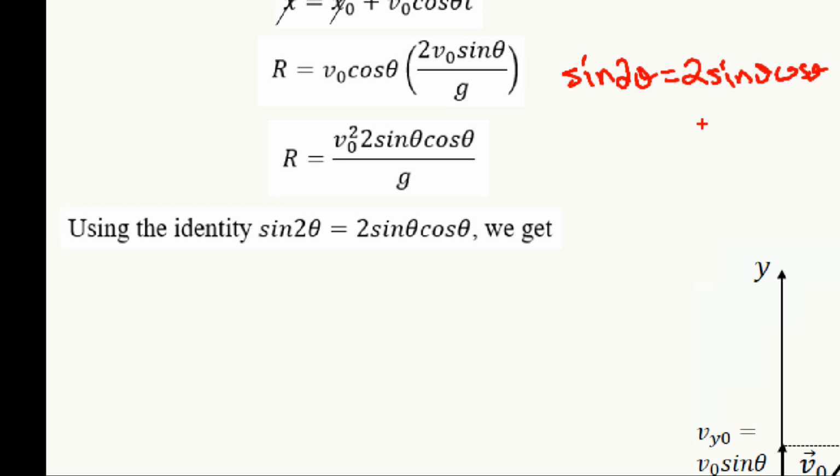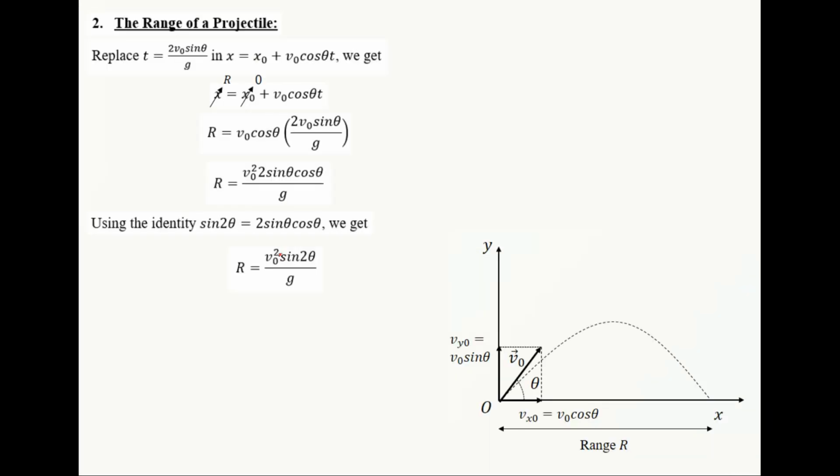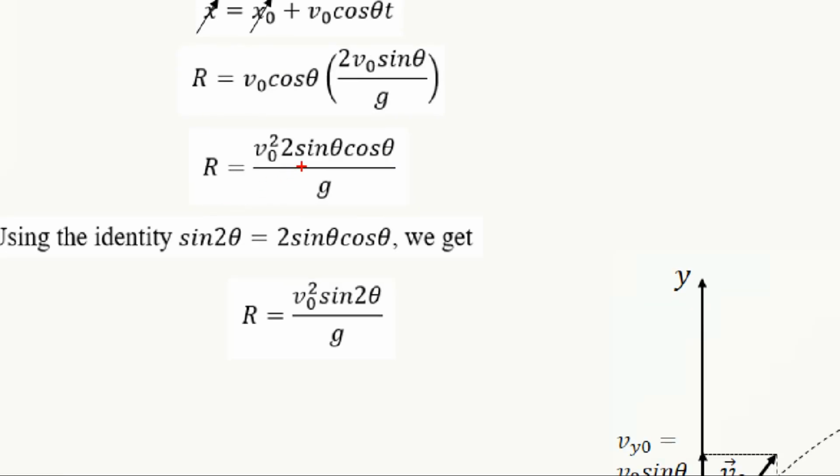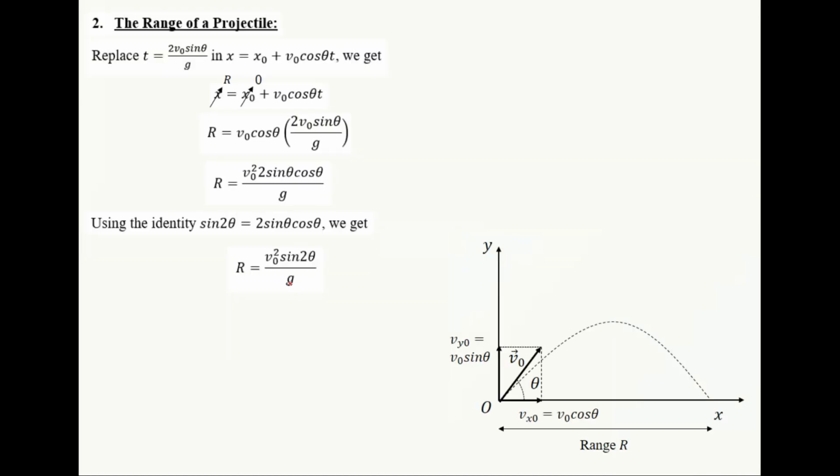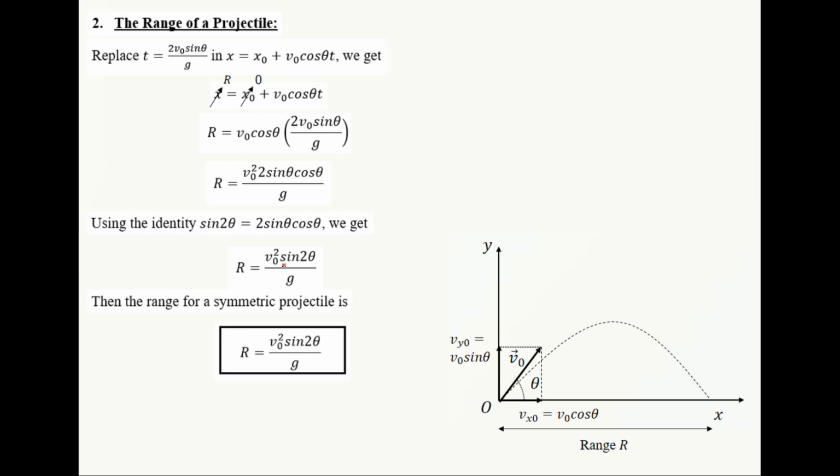This is known as one of the linearization identities related to trigonometric functions, which switches the angle from the double to theta. So this is just an identity, and by that, if we make use of this identity in the numerator, the range would have a compact form given by v0 square sine 2 theta divided by g. Now the range for a symmetric projectile is given by R equals v0 square sine 2 theta divided by g.